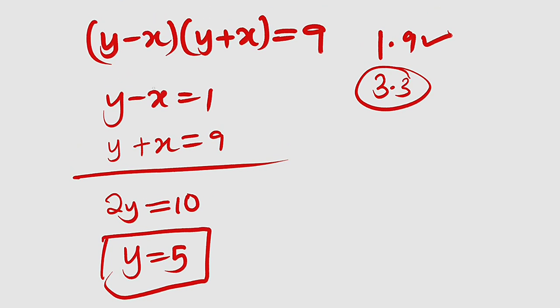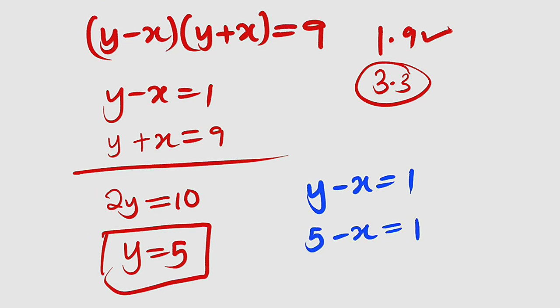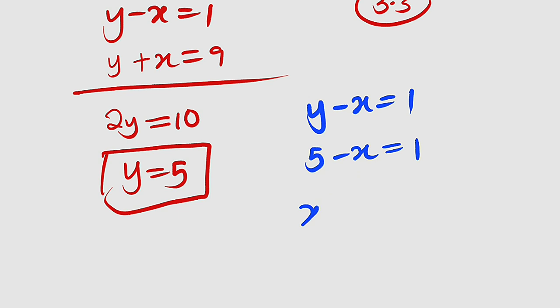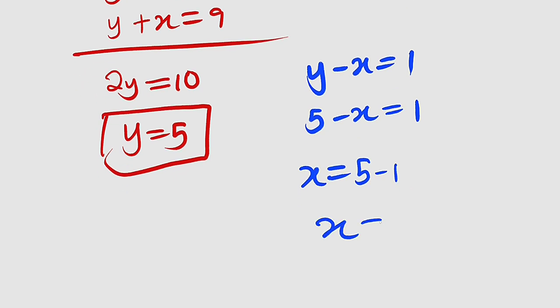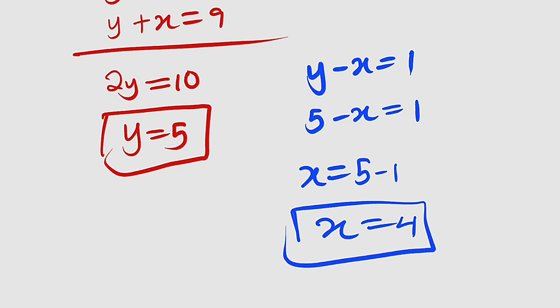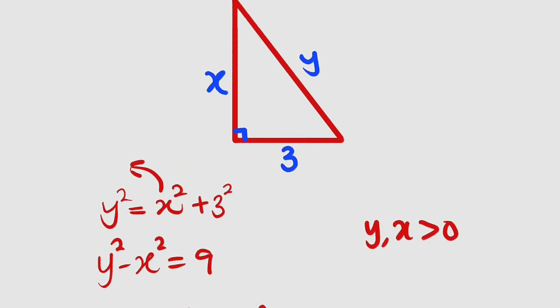Then we can use either of these two equations to find the value of x. Let's use the first one, y minus x equal to 1, but y is 5, so 5 minus x equal to 1. x will be equal to 5 minus 1, and x equal to 4. So we are able to find the two values which I had intentionally omitted. As simple as that, right?